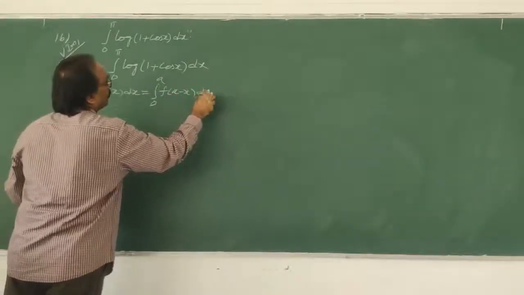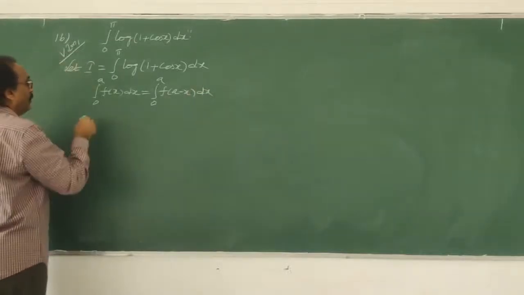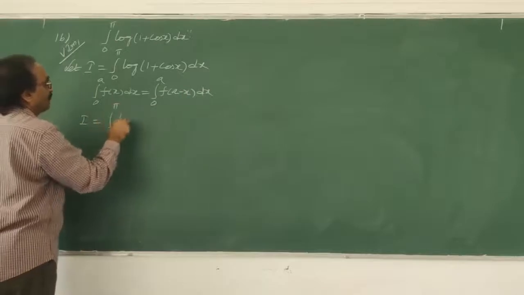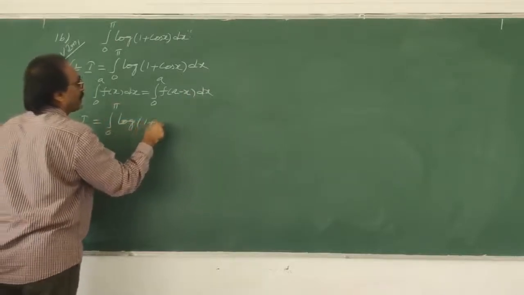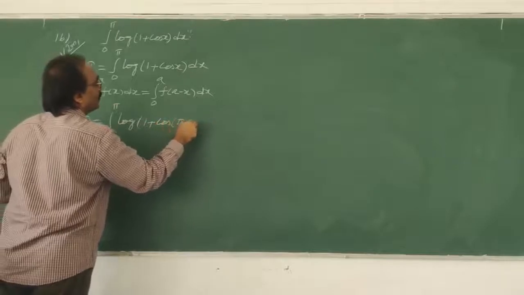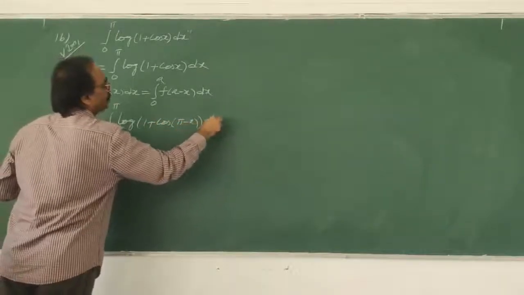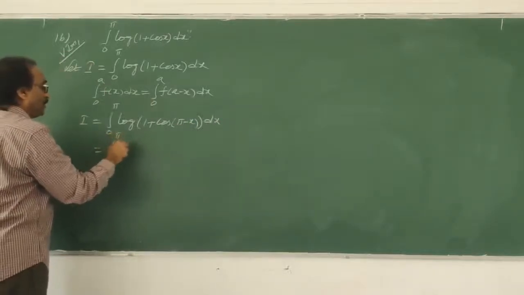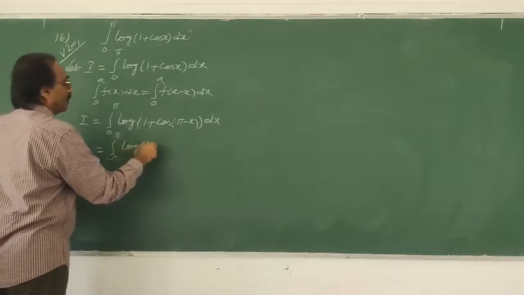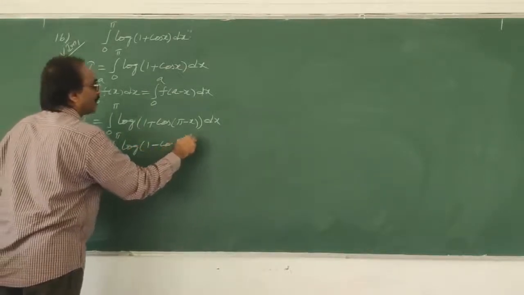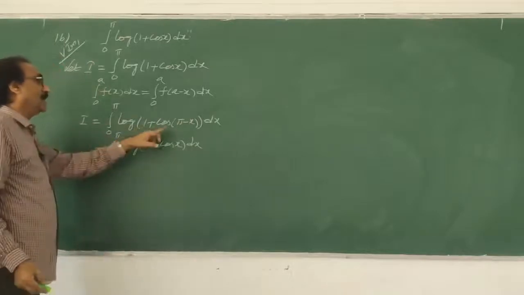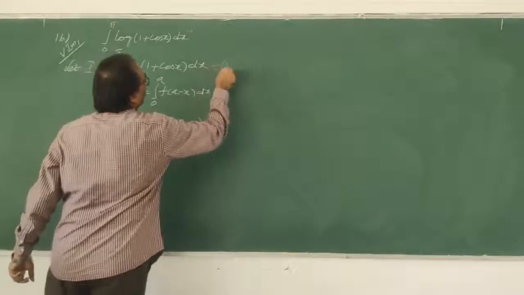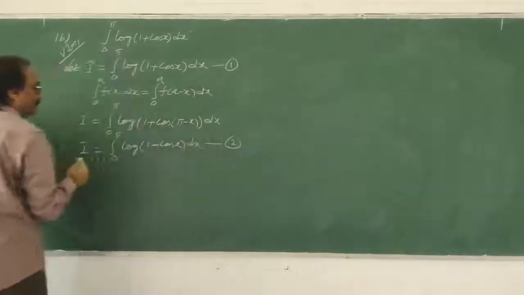So property, don't forget to write. You have to write it. Now I is equal to integral 0 to pi log of 1 plus cos of, wherever x is there, a minus x. Here a means pi, so pi minus x I wrote here. So this is nothing but integral 0 to pi log of 1 minus cos x dx, because cos of 180 minus theta is minus cos theta, minus into plus minus, we got it. This is I. Say this is equation number 1, this is equation number 2, add 1 plus 2.